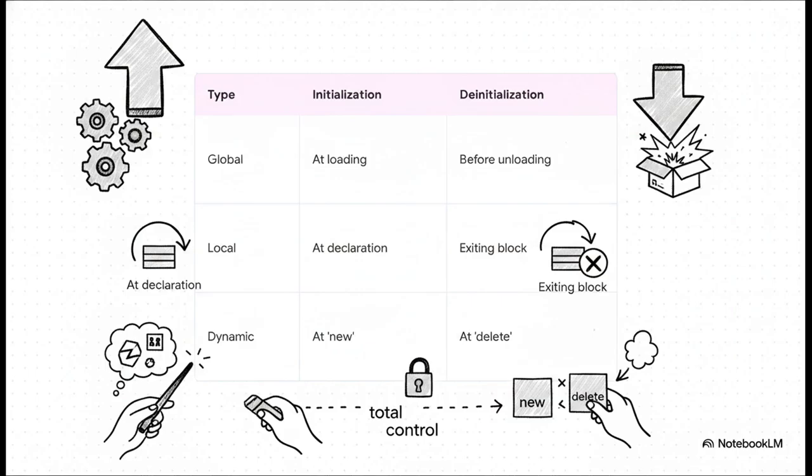It all really boils down to a few essential rules. Global variables initialize the second the program loads, and they deinitialize in the exact reverse order right before it unloads. Local variables only initialize when the execution actually hits their specific line of code, and they die the moment the program exits their specific block. And dynamically created objects, they are completely independent. They initialize only when you explicitly call new, triggering their constructor, and they deinitialize only when you call delete, triggering their destructor. You are in total control, which means you bear total responsibility.